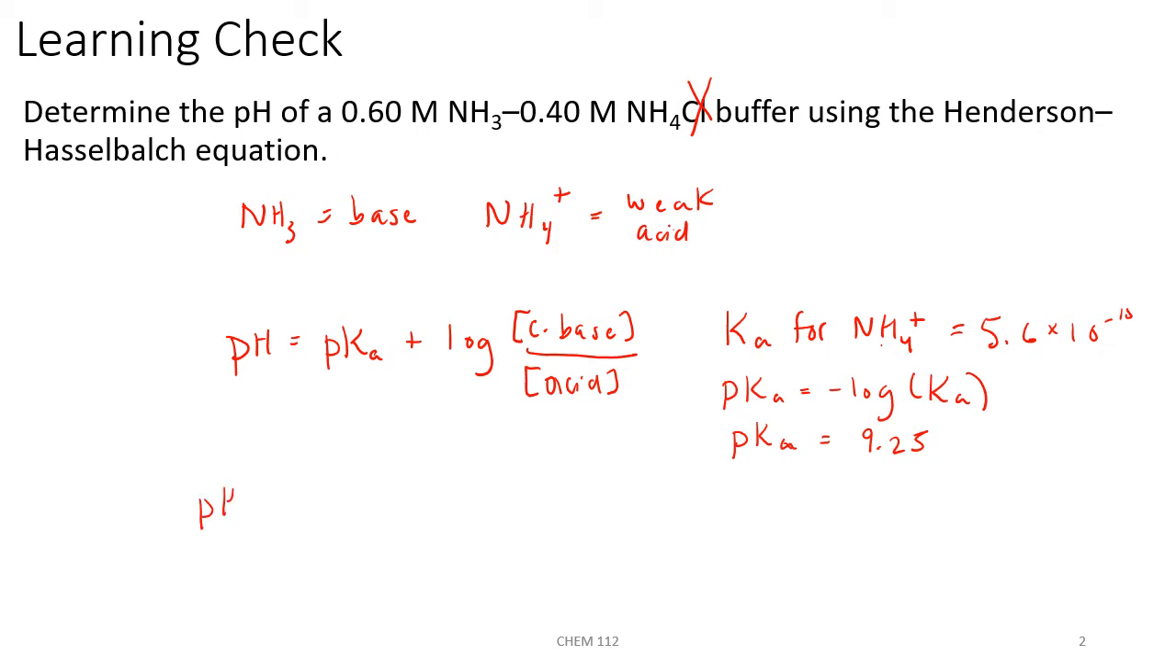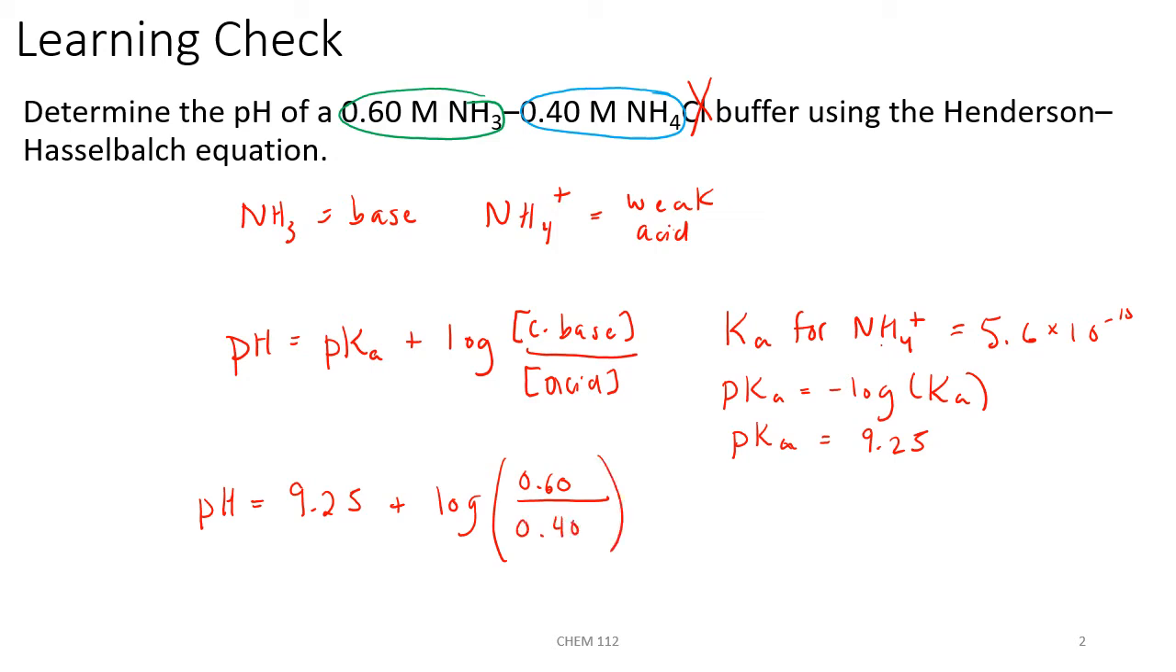So when we want to calculate the pH of this buffer solution, we're going to plug in that pKa, 9.25, plus the log of the concentration of our conjugate base, which we were told the ammonia was 0.6 molar. So we're going to plug in 0.6 molar on the top over the concentration of the weak acid. We had 0.4 molar ammonium. So we're going to plug in 0.4 in the denominator. And that gives us a pH of our buffer solution of 9.43.